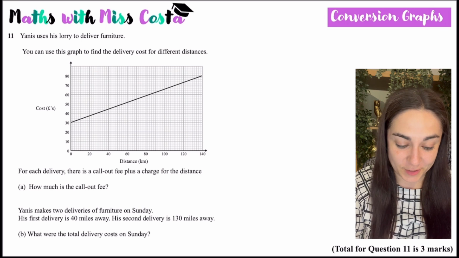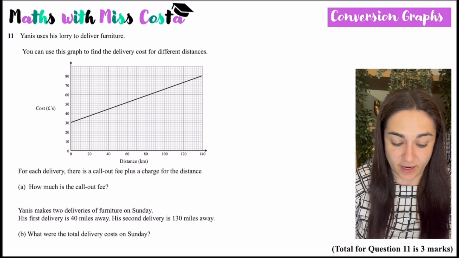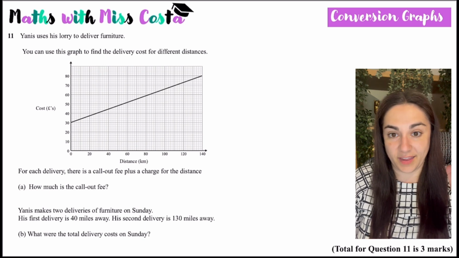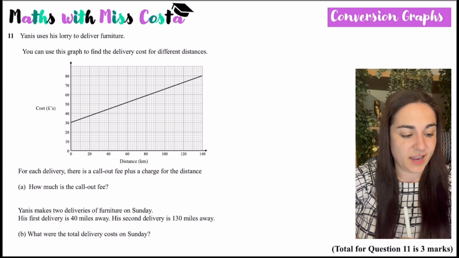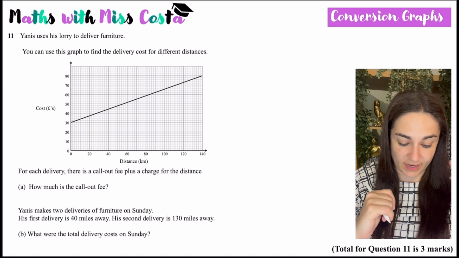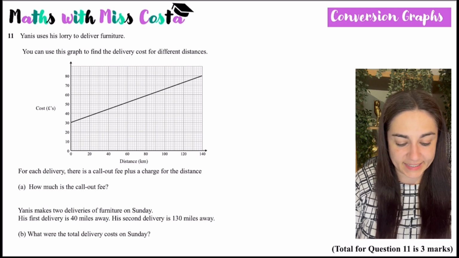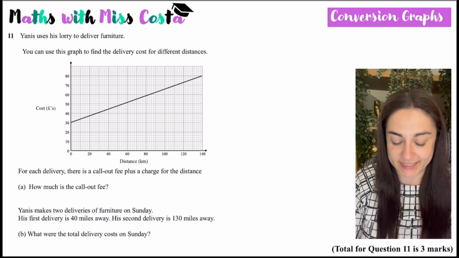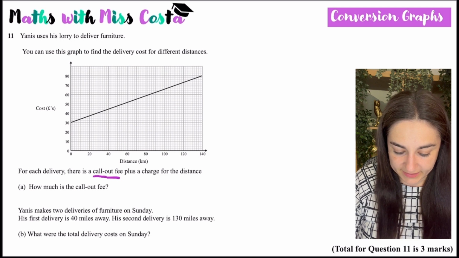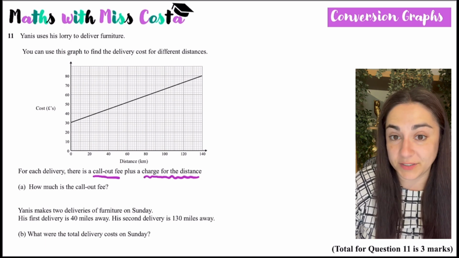Okay, so in this question, I'm told that Yanis uses his lorry to deliver furniture. And I've been given a conversion graph, and a conversion graph is where you have one thing being compared to another thing. In this case, it's cost and distance. So as we can see, the larger the distance, the larger the cost. And it says you can use this graph to find the delivery cost for different distances. Now, for each delivery, there is a call out fee plus a charge for the distance. And we are being asked how much is the call out fee.